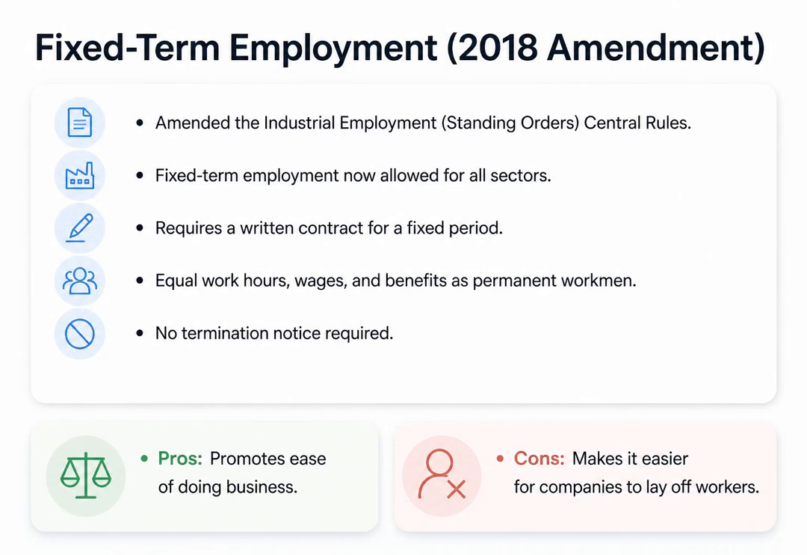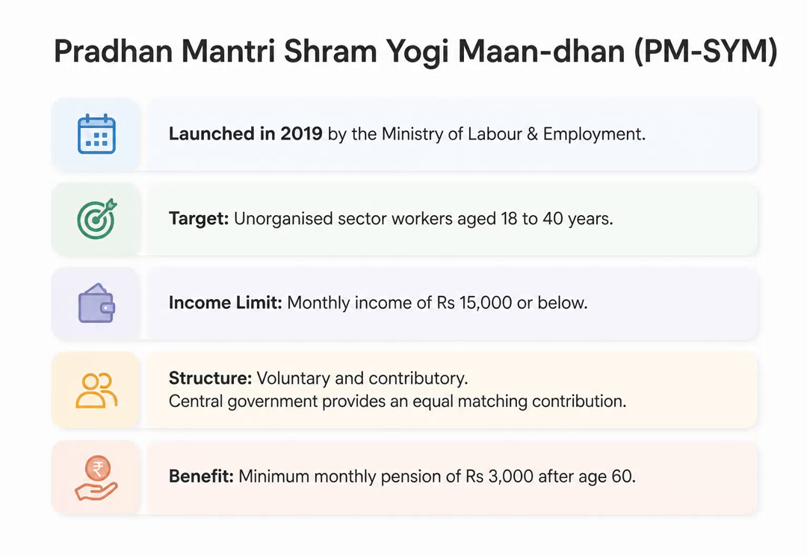In 2018, a significant shift occurred regarding fixed-term employment. Previously limited to specific sectors, it was open to all industries. Under this rule, a worker is hired for a specific duration via a written contract. While they receive the exact same wages, hours, and benefits as permanent employees, their contract simply expires without the need for a termination notice. This promotes the ease of doing business, but critics point out it makes laying off workers much easier for companies.